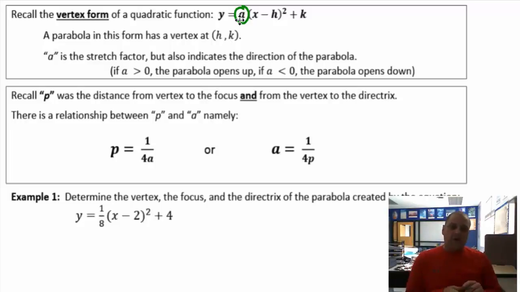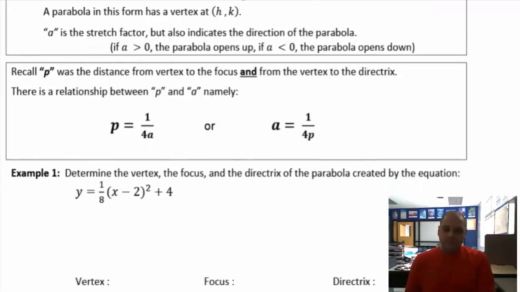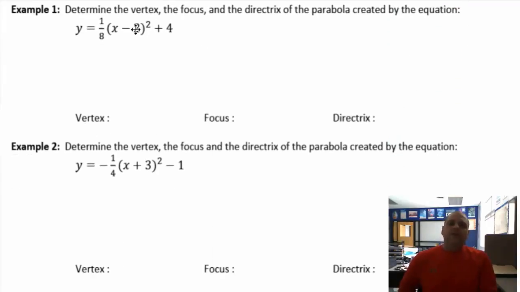So that's the relationship. Determine the vertex, the focus, and the directrix of the parabola created by this equation. The vertex, we already should know from lesson 29. The vertex is (h, k) in vertex form, which we're already in. You take the opposite value of h, and it's just going to be 2. And then k is exactly what you see, 4. So the vertex is (2, 4).